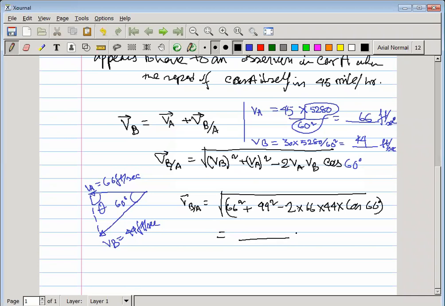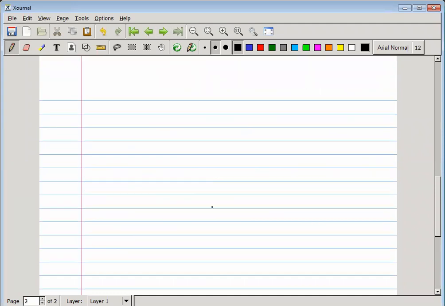What should be the value? Please tell me. 66 squared plus 44 squared minus 2 into 66 into 44 into cos 60 degrees. What should be the value? Please tell me what should be the value.